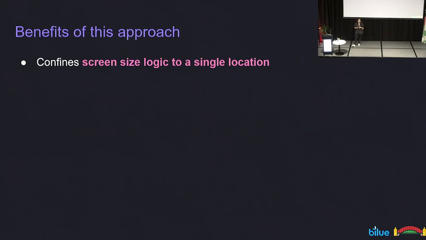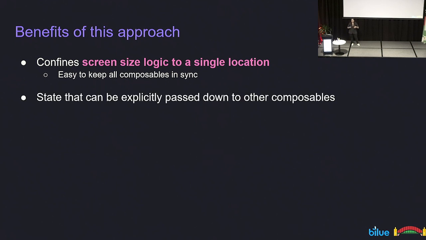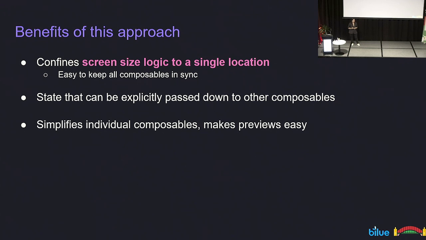So the benefits of this approach. We confine the screen size and logic to a single location at the very top of our main activity. Because we want to keep all our composables in sync. We don't want to have to be passing messages to different ones with different configurations or detecting the same information in multiple places, which is something we might have done in the old view-based system. And we want state that can be explicitly passed down to other composables. This simplifies the individual composables and makes the previews easy. If you can just pass in the static state for the previews, you know what everything's going to look like.